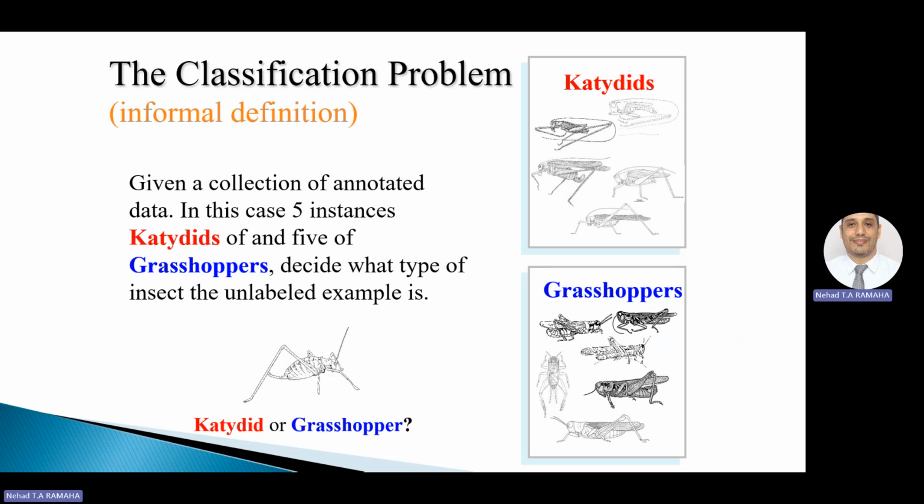Okay, so let's look at some basic classification problems. We have two categories, or two collections of labeled, annotated data, meaning it's already labeled.